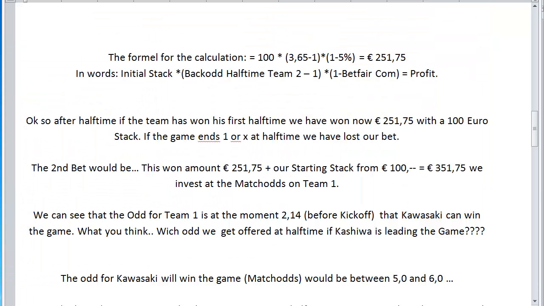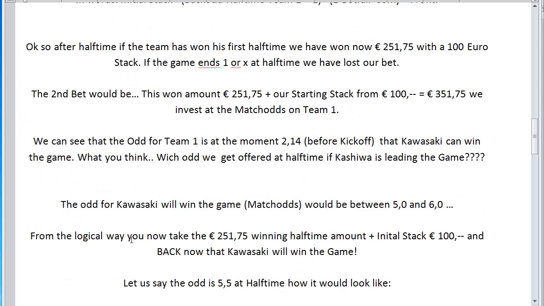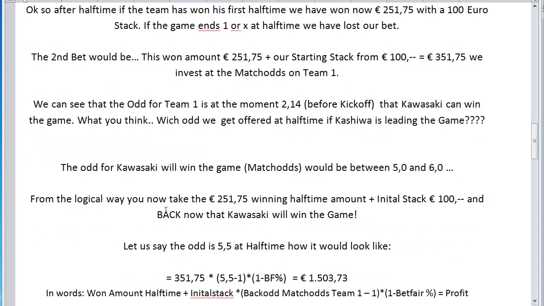Okay, so from the logical way you now take the one amount from the halftime, the 251, plus your initial stack, €100, and back now that Kawasaki will win the game at the halftime. Only at the halftime if Kashiwa is leading the game. Okay, let us say the odd is 5.5 at halftime, how it would look like.